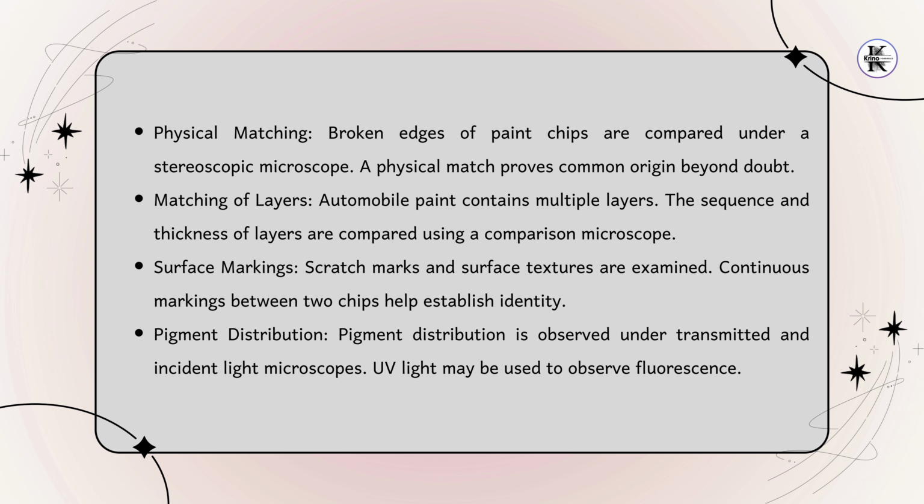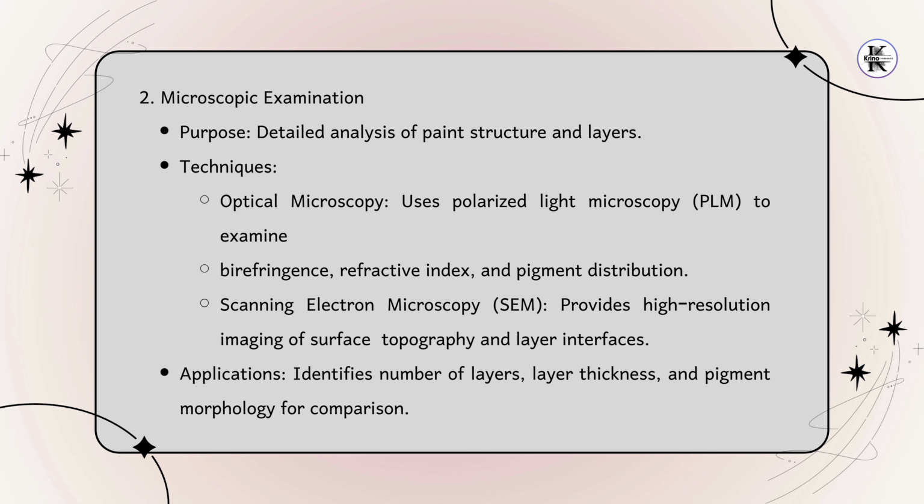Now, if more detail is needed, we move to microscopic examination. Microscopic examination provides detailed analysis of paint layers. Techniques like polarized light microscopy help to study pigment distribution and optical properties. Scanning electron microscopy provides high resolution images. This helps to identify the number of layers and their thickness.